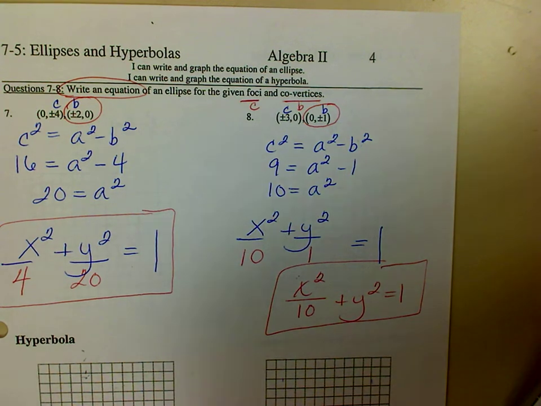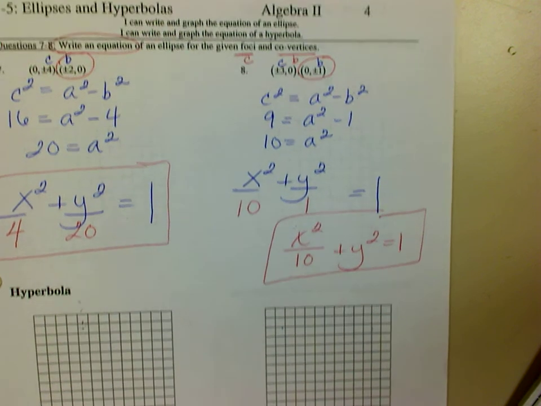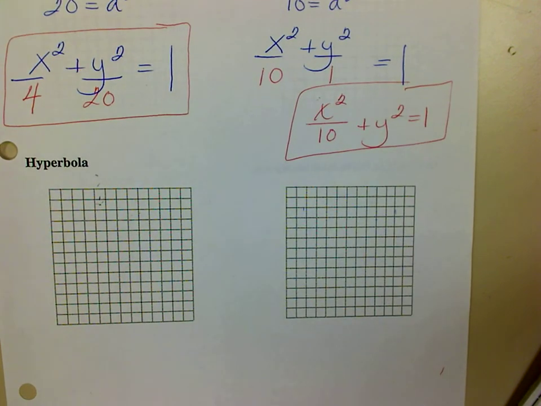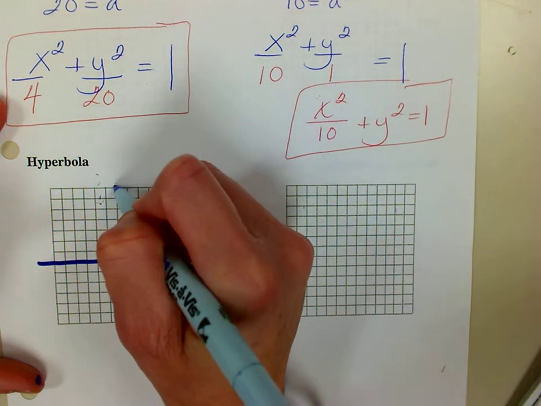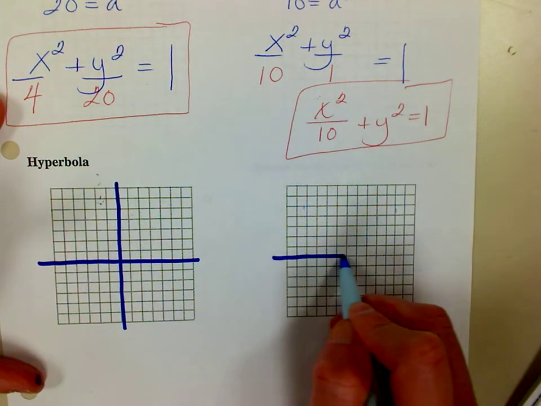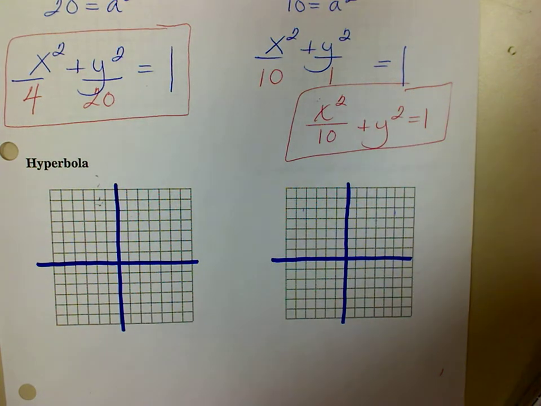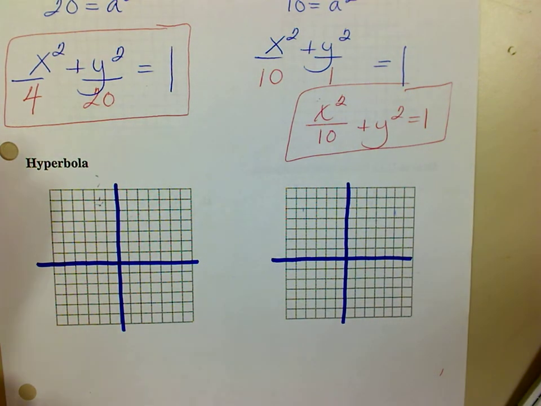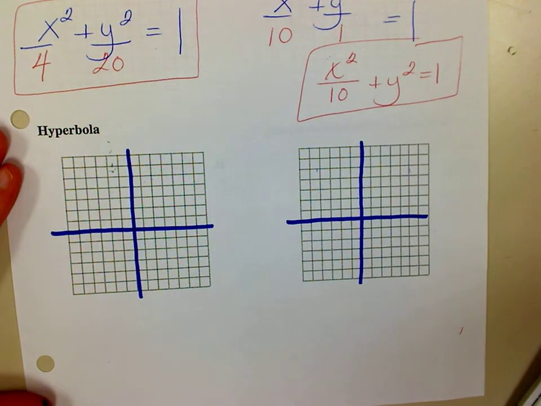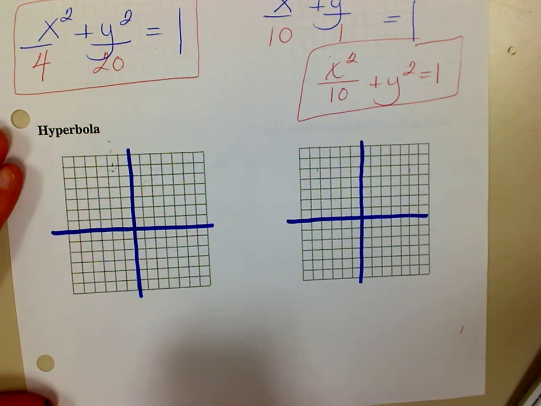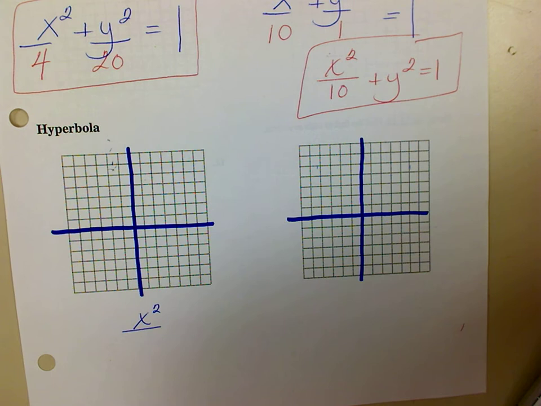Okay, so those are all of the ellipses. Now we're going to talk about hyperbolas, which are just a fancy name for butterflies. Let me draw on the XY axis. Okay. I'm going to give you an example. So I'm going to give you a formula, and then we're going to graph it.